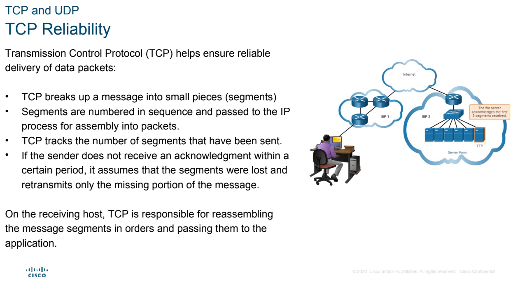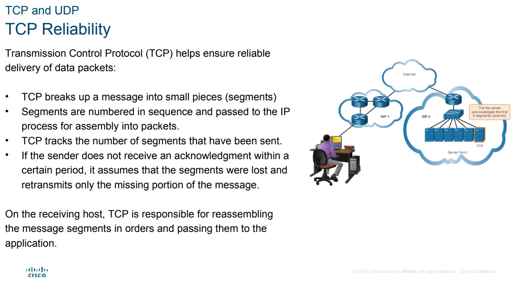TCP reliability. TCP is a transport layer protocol, so a very important aspect to discuss is whether it is reliable or not. First of all, TCP is reliable. UDP is unreliable. TCP breaks up a message into segments. Then the segments are given numbers in sequence. They are passed to the IP process for assembly into packets. And TCP tracks the number of segments that were sent.